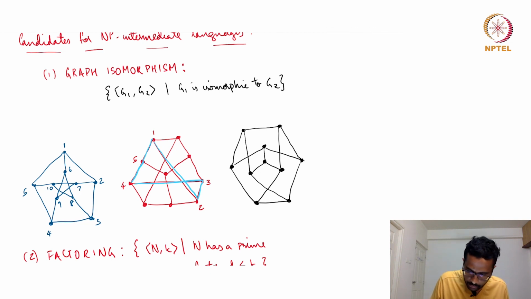1 is adjacent to, in the blue graph, 2, 5 and 6. So in the red graph, it should also be adjacent to 2, 5 and 6. It's already adjacent to 2 and 5. Now it should also be adjacent to 6, which makes this vertex 6. Similarly, 2 is adjacent to 1, 3 and 7. It's already adjacent to 1 and 3, so this should be 7.